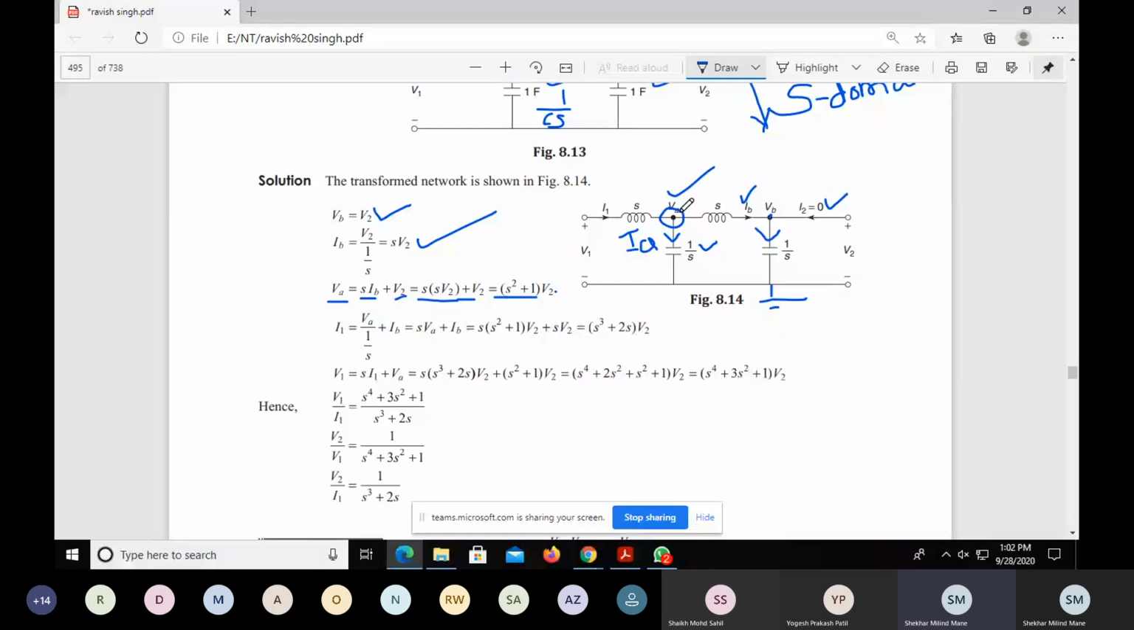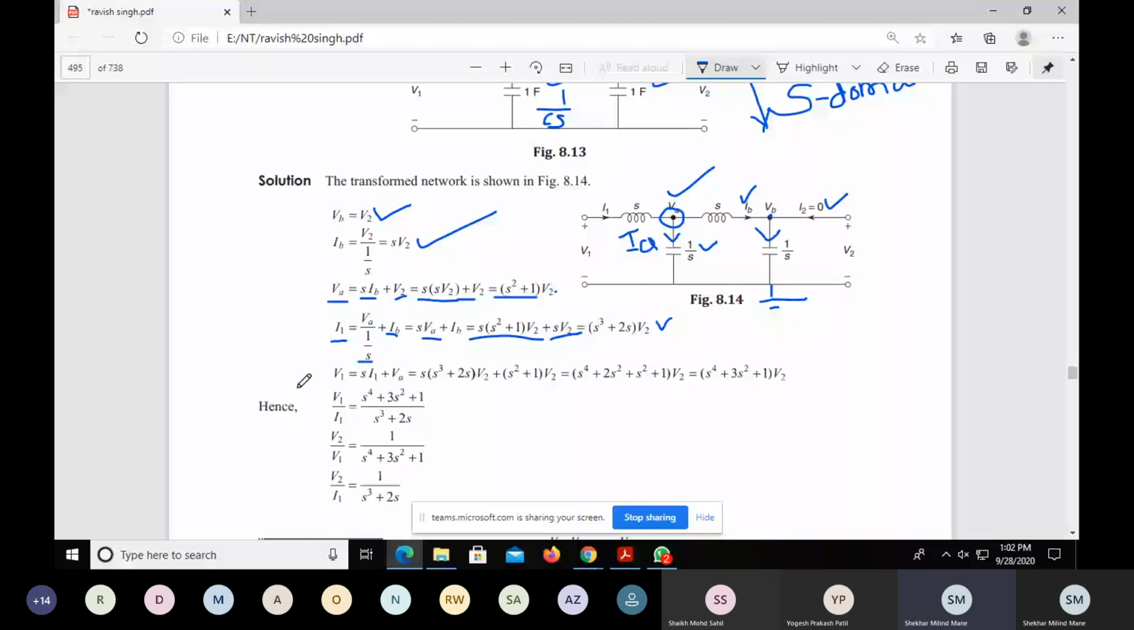IA is nothing but VA upon 1 by S, and this is IB. We know the value of IB is SV2, and the value of VA is (S square plus 1) V2. So here also we have written I1 in terms of V2. So here it is (S cube plus 3S) into V2.